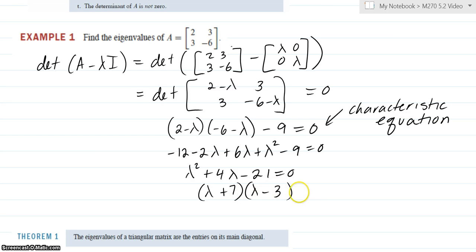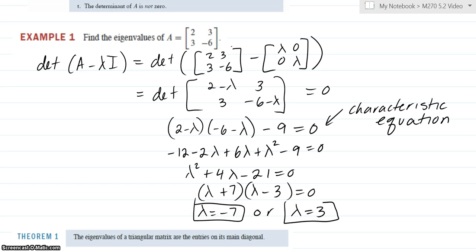So a plus and a minus. So we can see there are two values, two eigenvalues, negative 7 and 3. And you could check these, which we did in our last video.